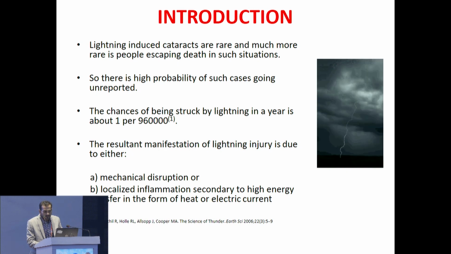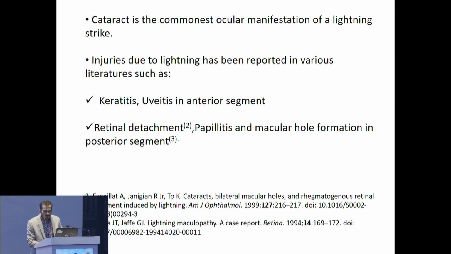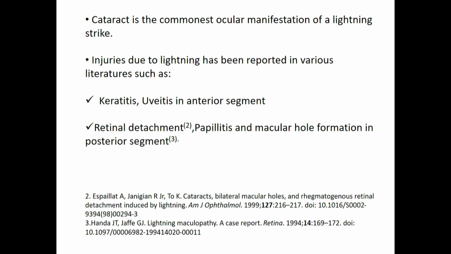The resultant manifestation of lightning injury is due to either mechanical disruption or due to localized inflammation, which is secondary to high energy transfer in the form of heat or electric current. Cataract is the commonest ocular manifestation of a lightning strike. Injuries due to lightning have been reported in various literature such as keratitis or uveitis in anterior segment, retinal detachment, papillitis, and macular hole formation in the posterior segment.